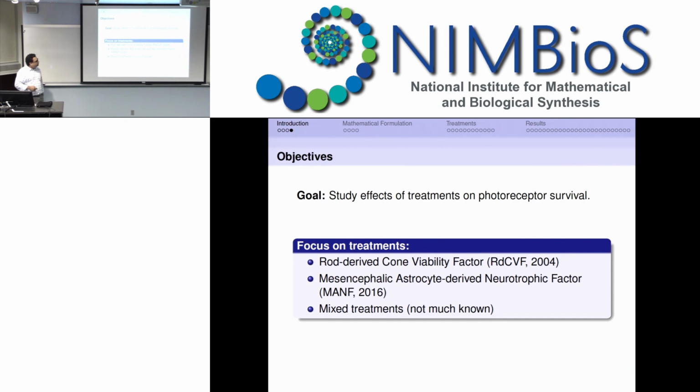MANF, that's also a protein that enhances survival of just the cones, or the rods and the cones? No, it's okay, so exactly, all the photoreceptors. Yeah. So it includes the rods and the cones, whereas the RDCVF is only for the cones.